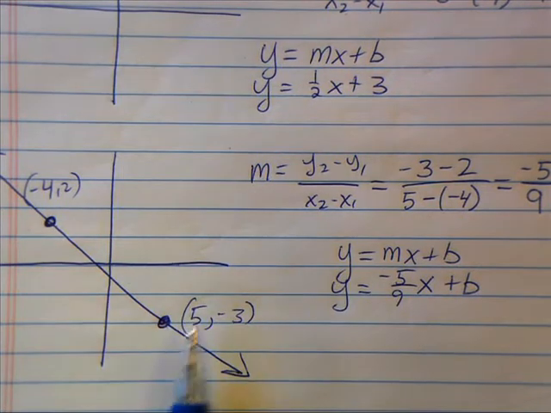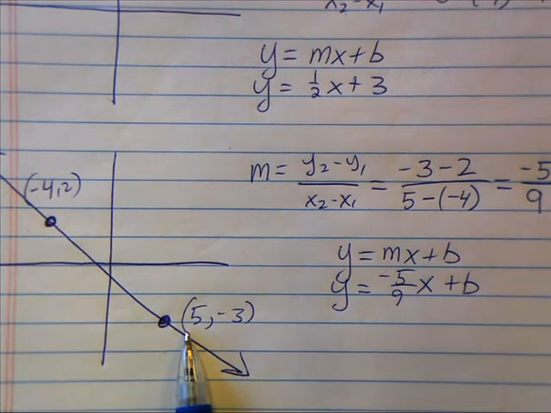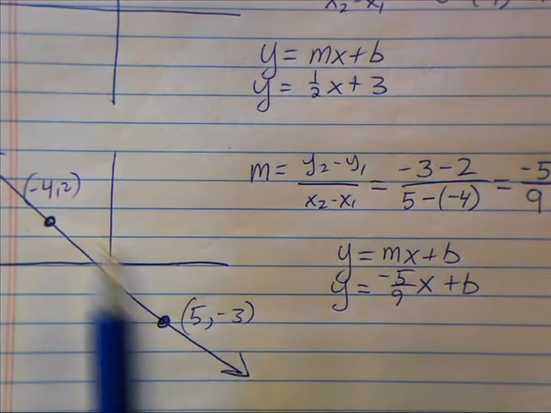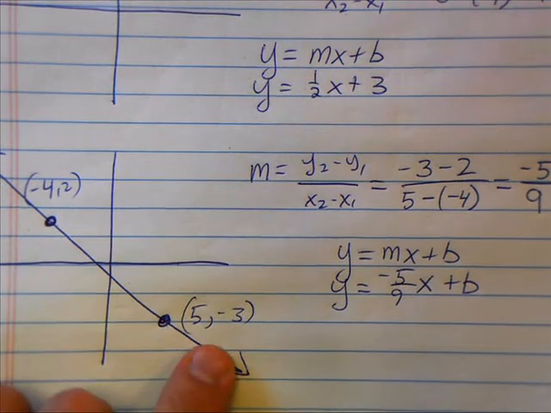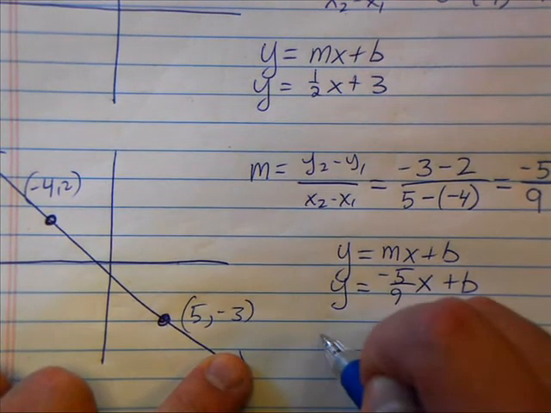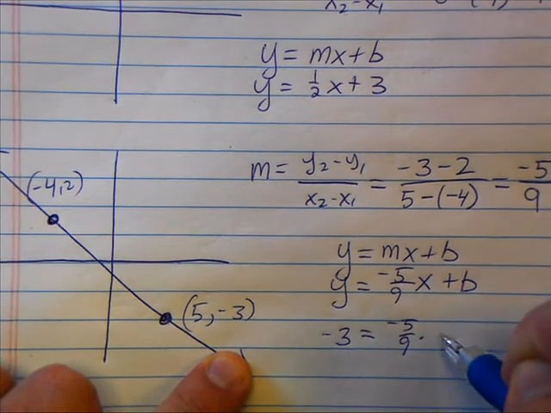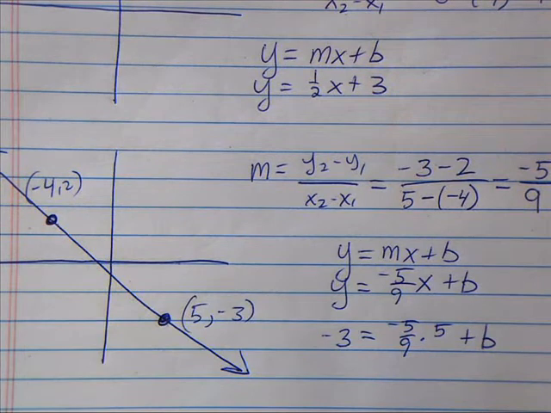I could plug in 5, or I could plug in -4. If I plug 5 in for x, what am I going to do with that -3 number? Plug it in for y. So what you can do, if you don't know the b number, pick one of your 2 points. It doesn't matter which one, and plug it in. And then you have to solve the equation. So I plug in, I'm going to use this one here, 5, -3. So I plug in -3 equals -5/9 times 5 plus b. And then I have to get b all by itself.